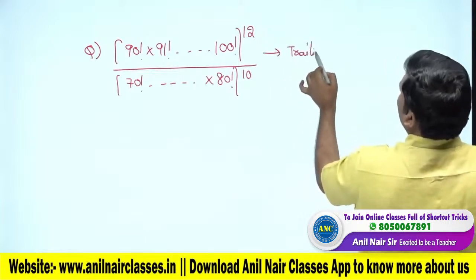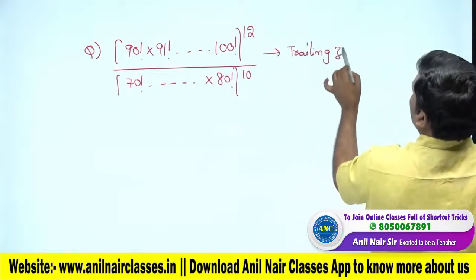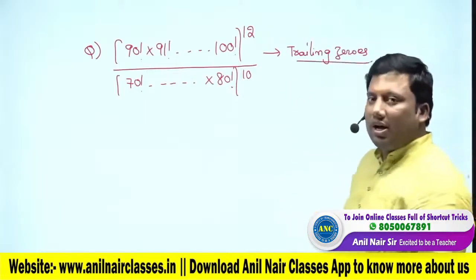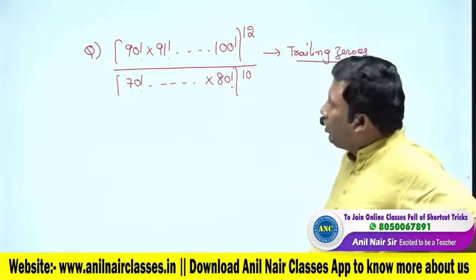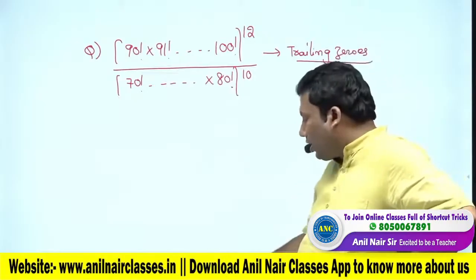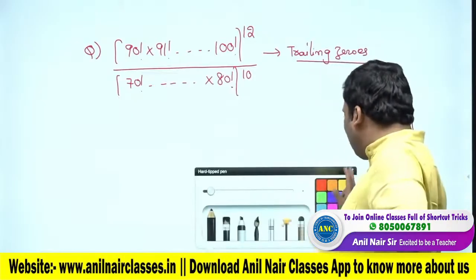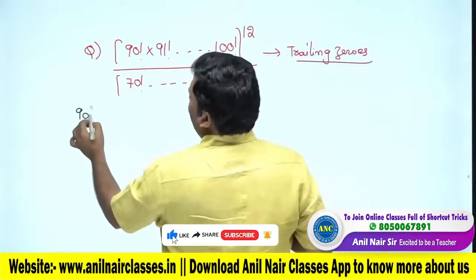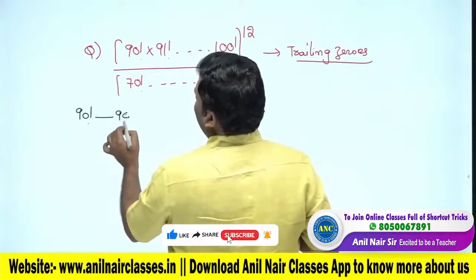Find the number of zeros at the end. Zeros at the end are called trailing zeros. 90 factorial, 91 factorial, and so on up to 100 factorial. We will do it slowly, sir. First, 90 factorial till 94 factorial.